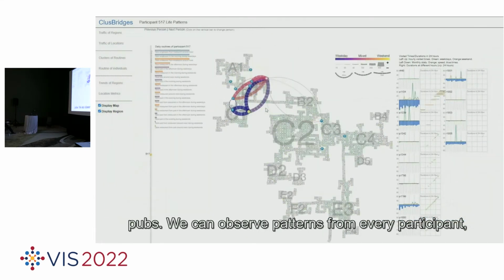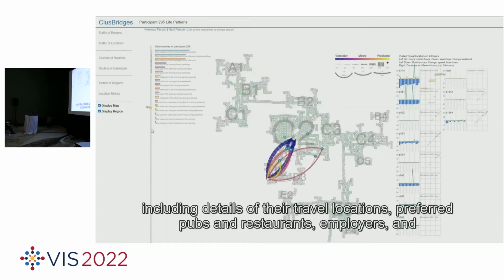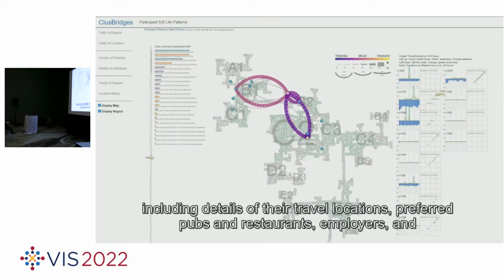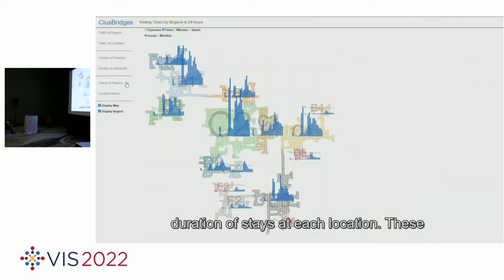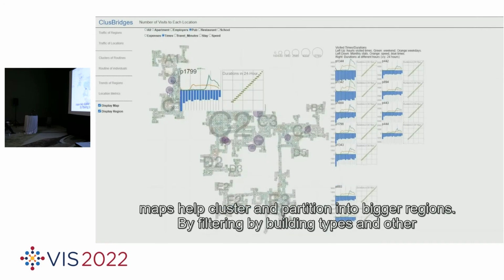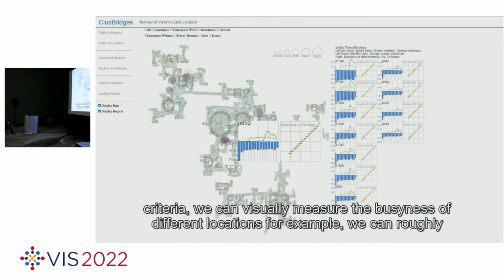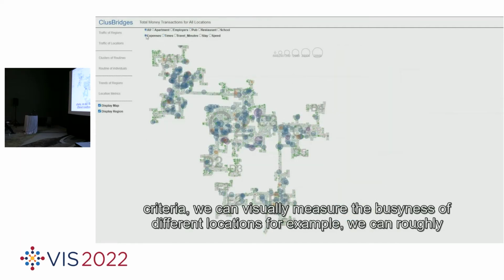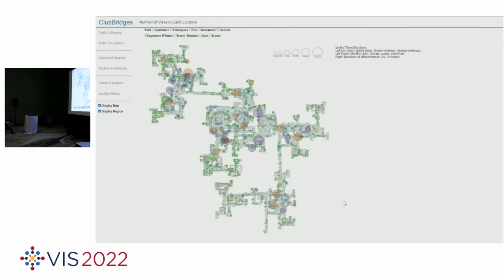We can observe patterns from every participant, including details of their travel locations, preferred pubs and restaurants, employers, and durations of stays at each location. These maps help cluster and partition into bigger regions. By filtering by building types and other criteria, we can visually measure the busyness of different locations. For example, we can roughly infer which area is the busiest based on point distribution.